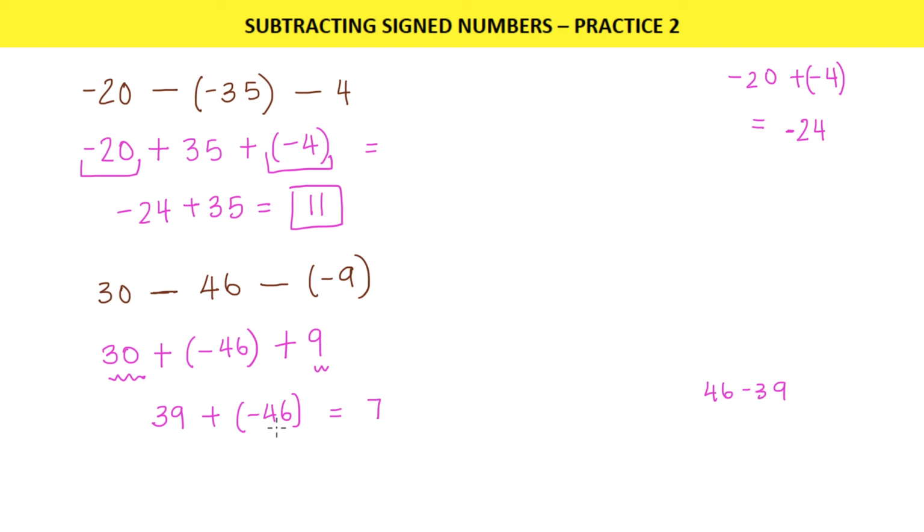And since we have more negative than positive, the absolute value of negative 46 is greater than the absolute value of 39, the answer will be negative. So your answer is negative 7.